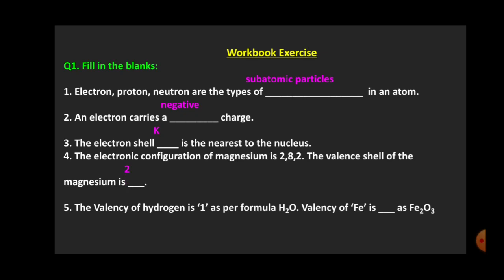The valency of hydrogen is 1 as per formula H2O. Valency of Fe is dash as Fe2O3. We know that the subscripts written are cross multiplied. So 2 goes on oxygen, 3 goes on iron, and thus the valency of iron will be 3.